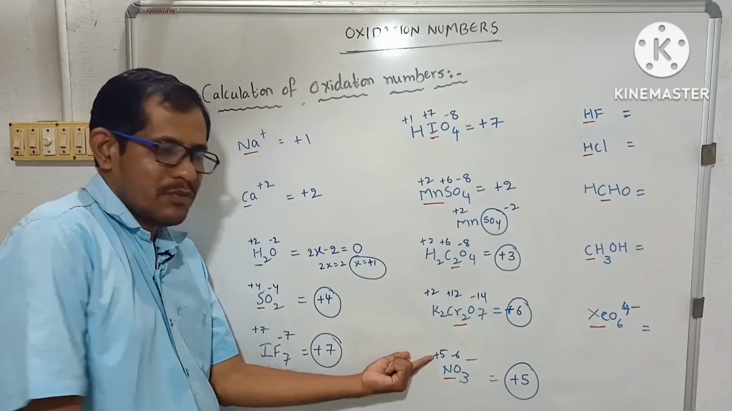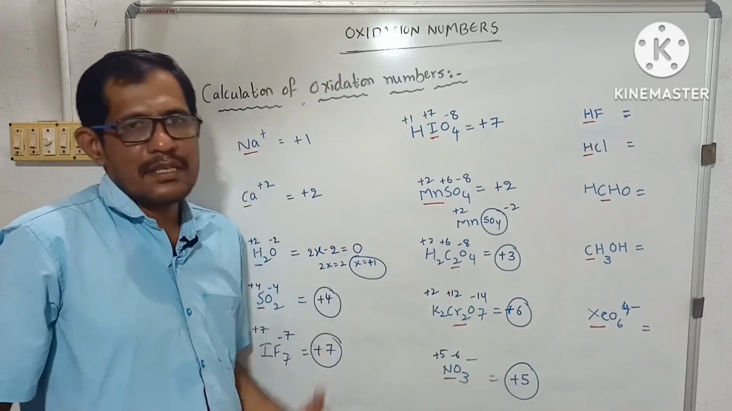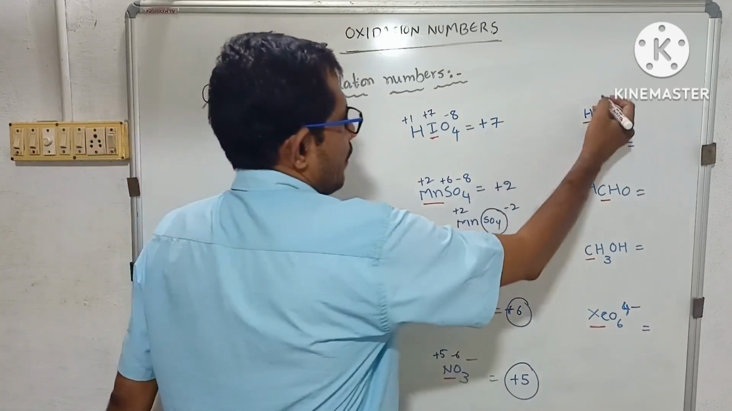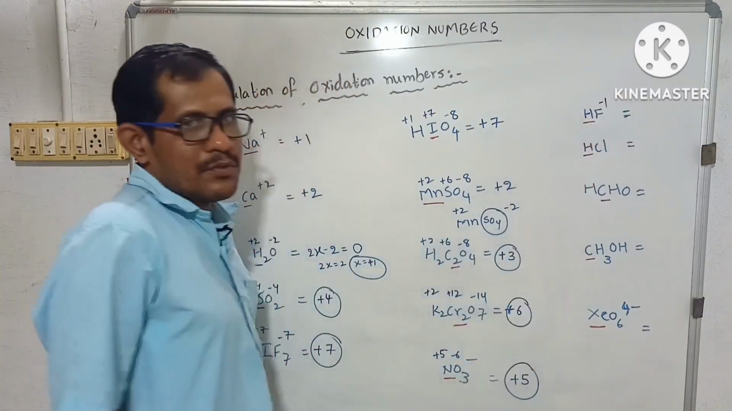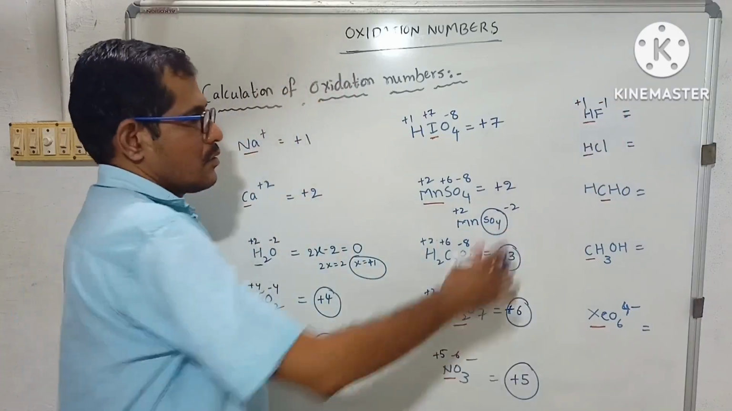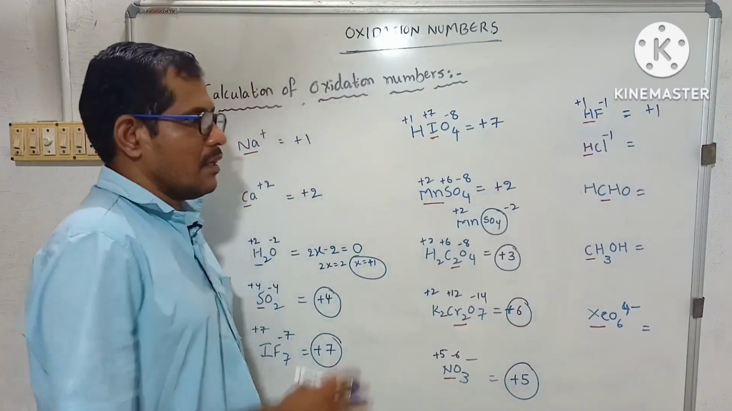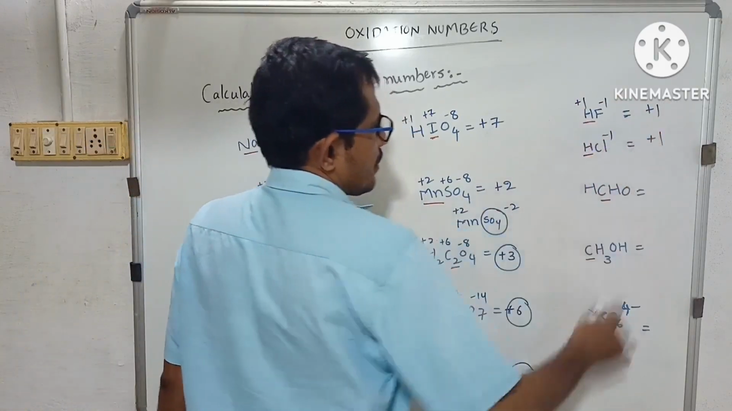Nitrogen we need to give plus 5. So minus 6 plus 5 equal to minus 1 is coming. So nitrogen oxidation state is plus 5. Coming to here, fluorine is minus 1, so hydrogen will get plus 1 charge. Right. So chlorine is minus 1 here, so hydrogen will get plus 1 charge.